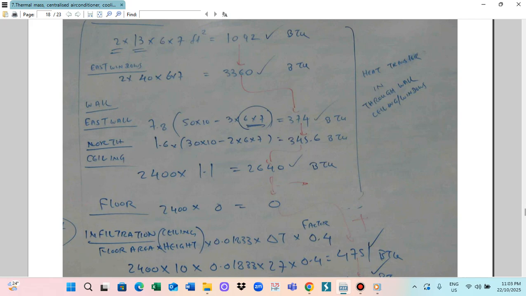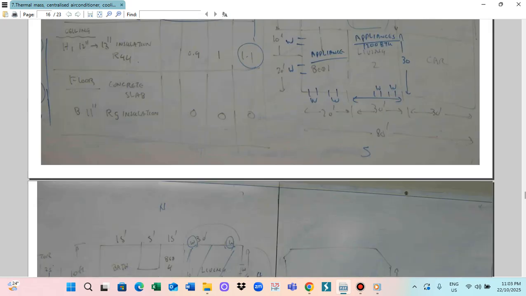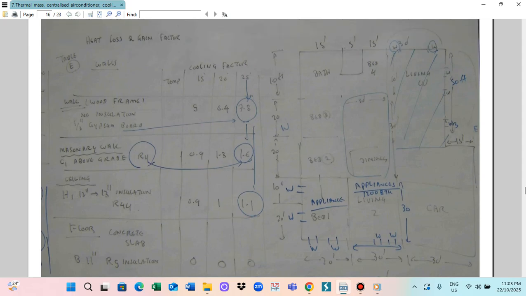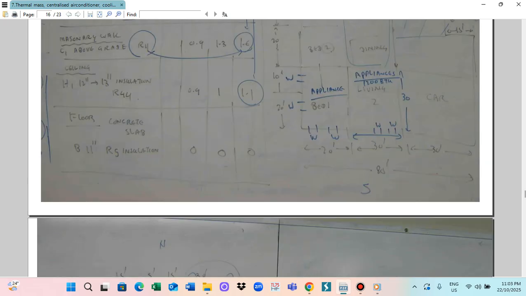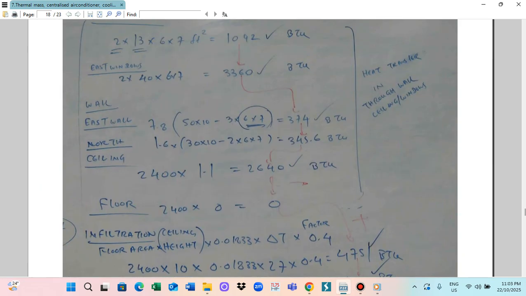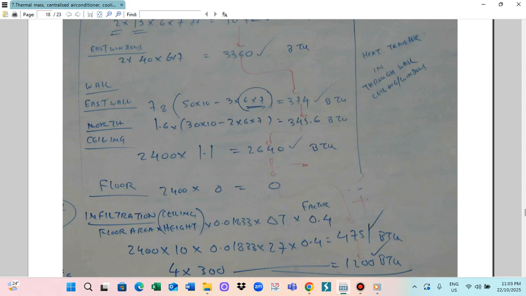And then we have to calculate the wall area. What will be the wall area? Each wall is 50 and 10. 50 multiplied by 10 is the wall area. 50 multiplied by 10 minus the 3 windows, W1, W2, W3. So you subtract the 3 windows, 3 multiplied by 6 multiplied by 7. By this way you get the base of 374.